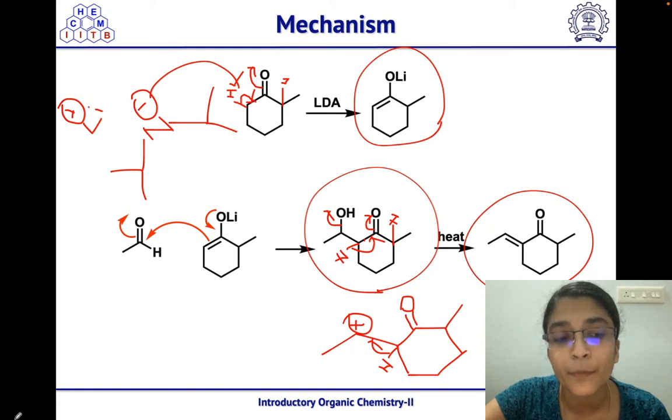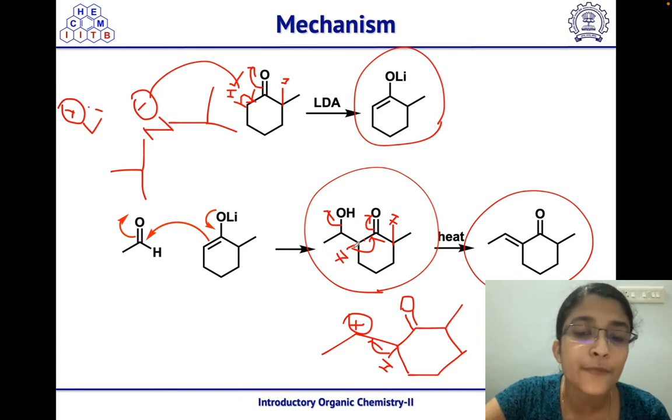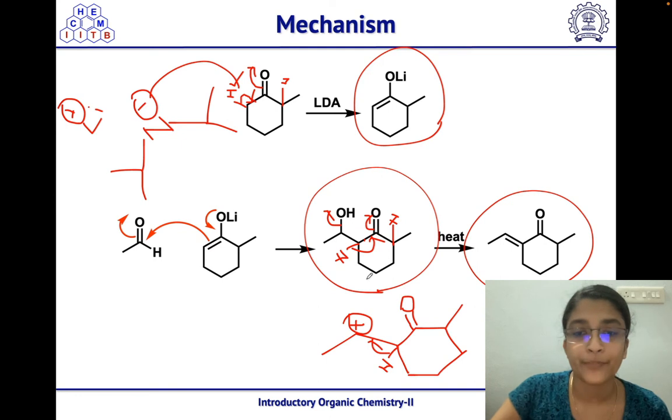Madam, while heating, the OH will leave and it will give a carbocation. Yeah, I think this will be the right way, because LDA, since it is bulky, has less chance of abstracting this proton again. Okay, ma'am. Thank you, madam. Welcome.